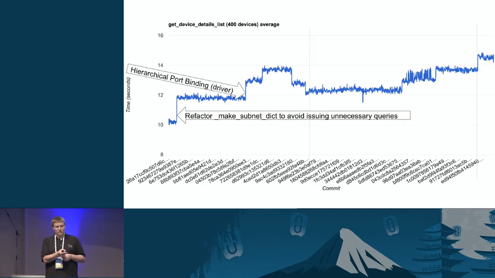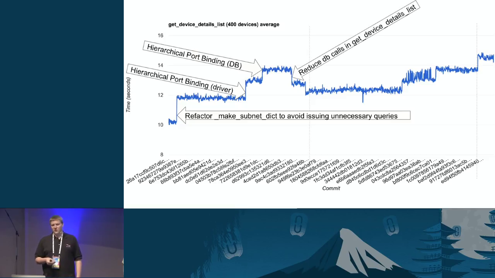This time, hierarchical port binding, the driver changes resulted in a jump from 12 seconds up to 13 seconds, and the database changes for it also resulted in a jump. So with hierarchical port binding, now with every port lookup in ML2, you also have lookups of network segment information and subnet information that are implicit, and the L2 agent is getting all this back even though it doesn't necessarily need it.